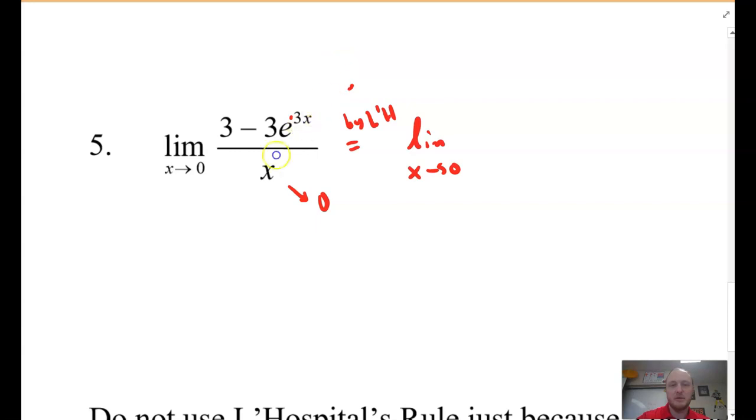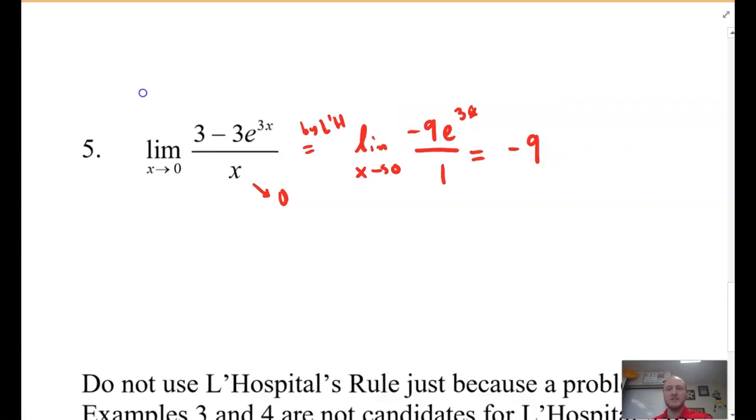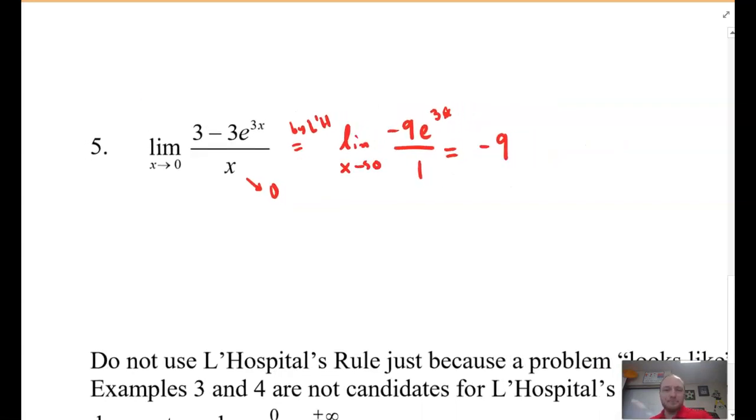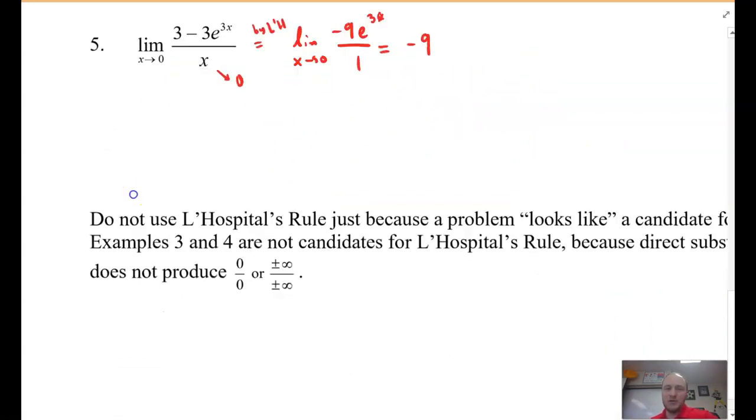Derivative of this. So, boop, boop, boop. Let me clean this up. Chain rule. So, we have negative 9 e to the power of 3x. That's the derivative. Okay, and then the derivative of the bottom is 1. So now I plug in 0. Okay, so again, this goes to 0. This is 1. And we get negative 9. Hey, pretty simple, isn't it, right? All right. Okay, so that's L'Hopital's.